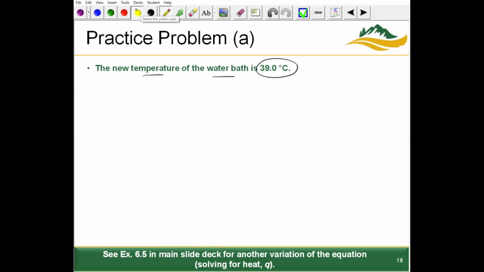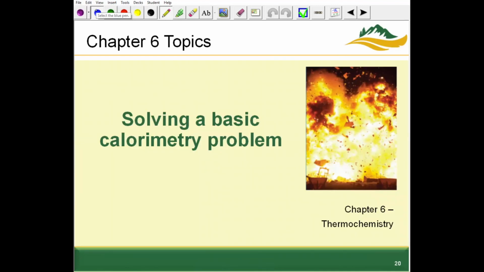There is a similar problem in the main slide deck and in your textbook, example 6.5. Again, if you have any questions at all about these types of Q equals MCAT problems or calorimetry problems, please let me know, and we can go through some more practice problems together in office hours, for example. Okay, so again, these topics build on one another and use a lot of this idea of Q equals MCAT. So I wanted to put all these topics together to keep them straight and organized.